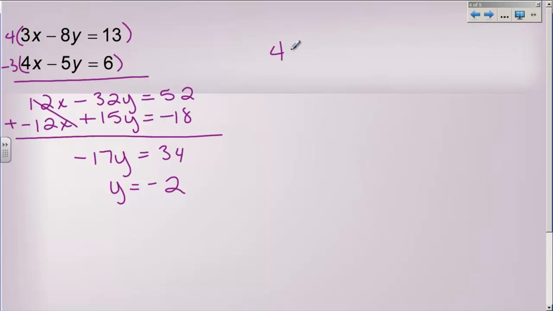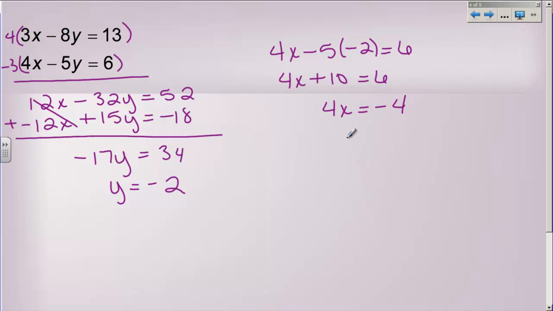So we have 4x minus 5 times negative 2 equals 6. Well, this negative and this negative are going to make a plus, and then 5 times 2 is 10. So I have 4x equals negative 4, because when I subtract 10, that's what happens, and then I get x equals negative 1. So there is my point of intersection.